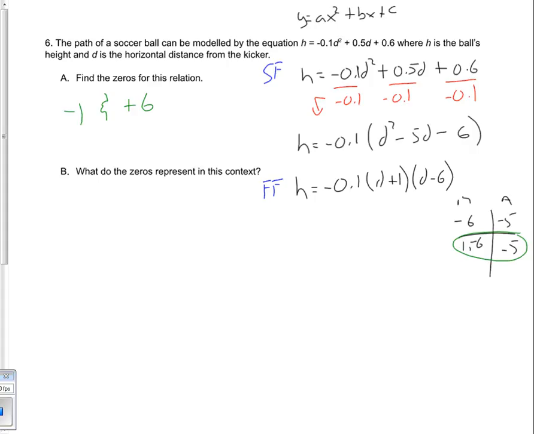So in this case, the zeros represent when the ball hits the ground. And in this instance, the only answer that really makes sense is positive 6 meters, because you're not going to kick a ball backwards 1 meter.